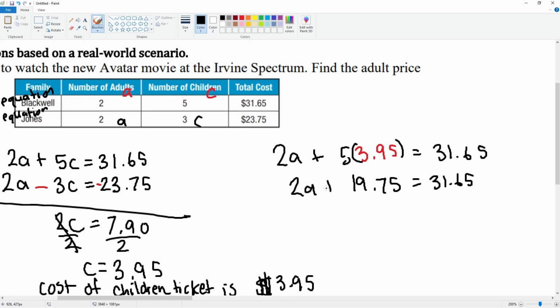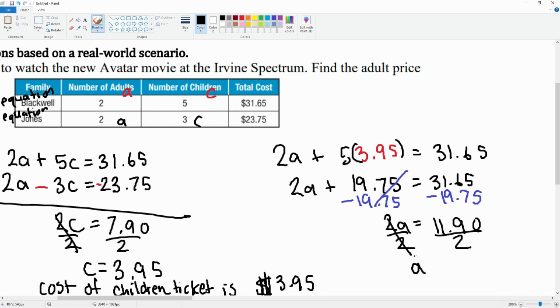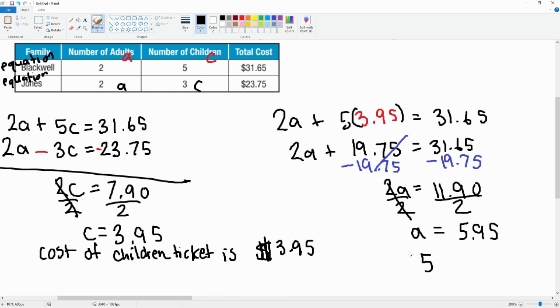Bring down that 2a. Now we're going to subtract 19.75 to both sides. This cancels, leaving you here with a 2a on the left hand side. 31.65 minus 19.75, you get 11.90. Divide by 2 to both sides, it cancels. You get A is equal to 5.95. That is the price of an adult. So $5.95 is the adult price. So there you go.